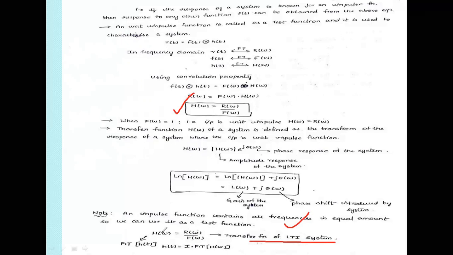So the Fourier transformation of h of t is h of omega, and h of t is equal to the inverse Fourier transformation of h of omega. Got it, my students?